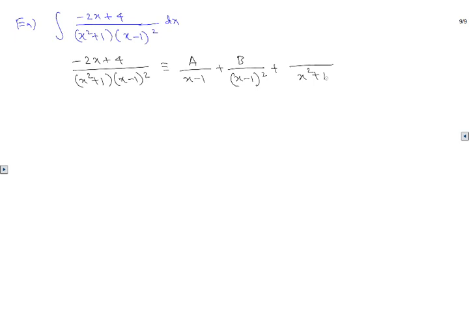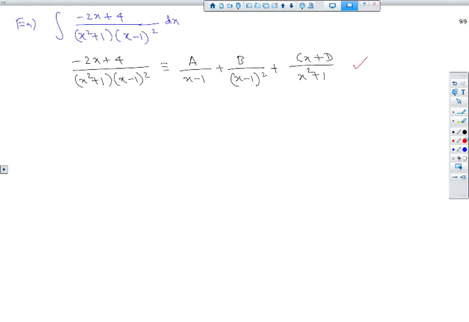That means the degree of the numerator has to be 1 less than the denominator's. That means you can write this one as cx plus d. So that means 4 unknown situations. There are 4 unknowns, but that's the correct form. Okay, so let's try to find the 4 unknowns.